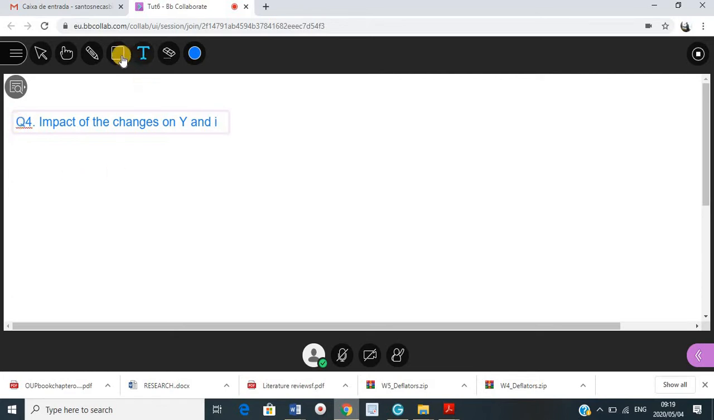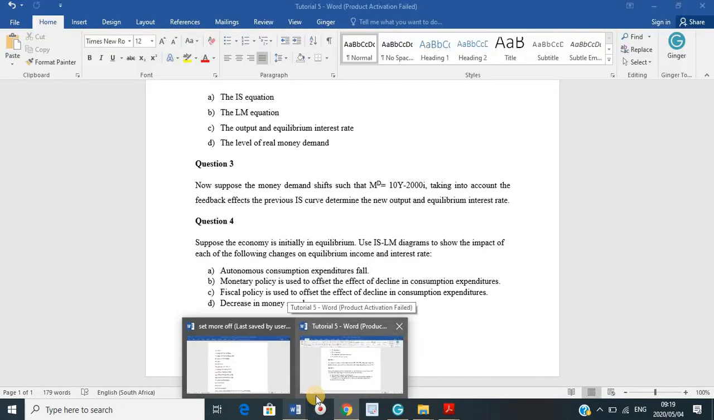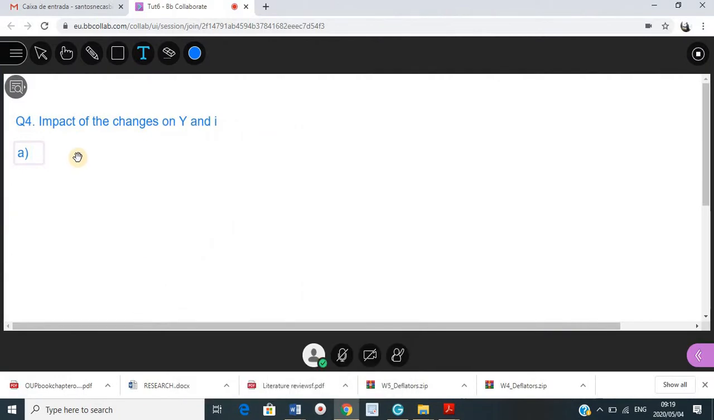Very good. So here I'll just draw some sort of graph, right? Or I can just say first A. Let me see, what does it say? Autonomous consumption expenditure falls. A decrease in autonomous consumption. Very good. What happens? I'm just going to draw here.